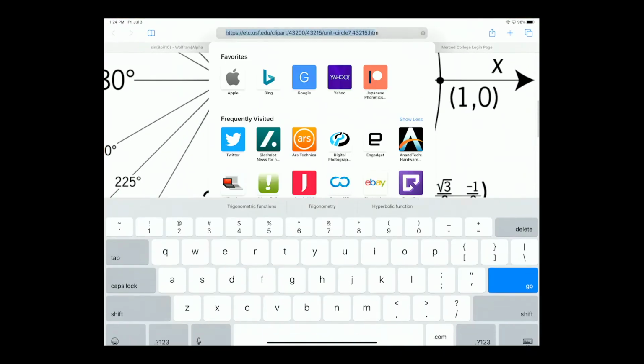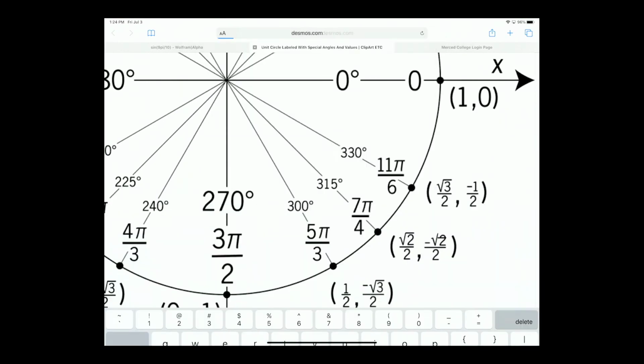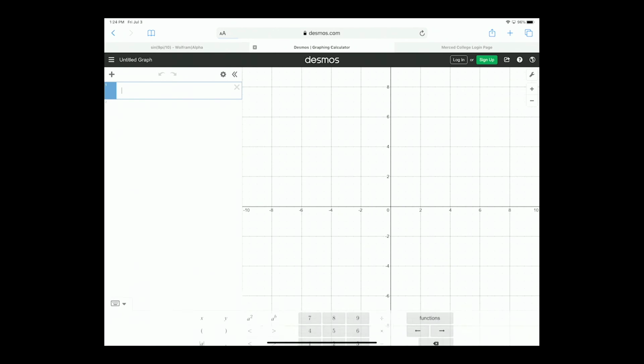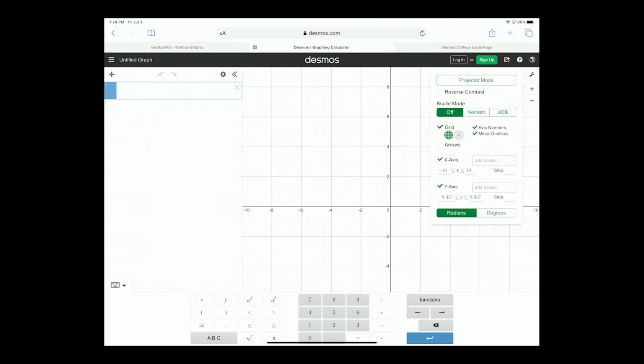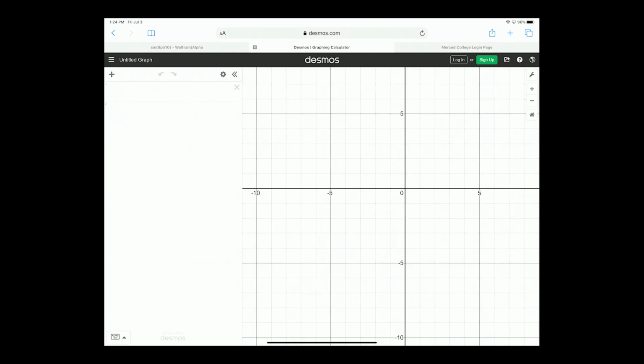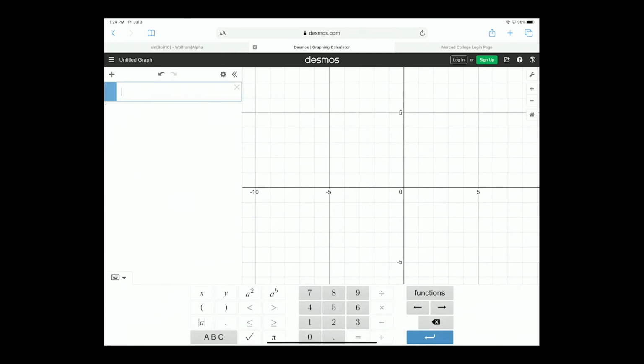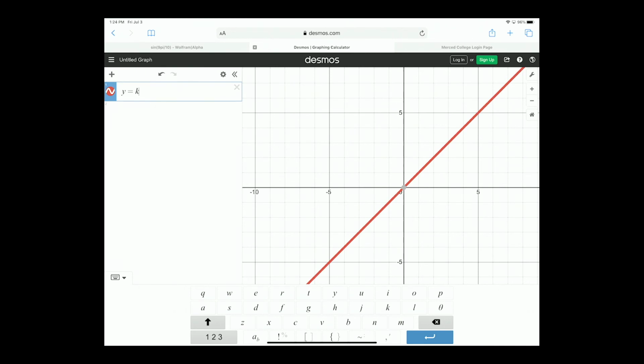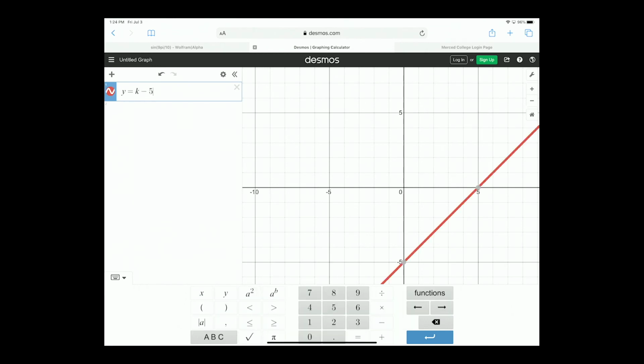So I'm going to look at a graph here. So I'm going to go to desmos.com for plotting. I will go into projector mode to make it nicer for you guys to see. Okay, so let's do this. So if I type an equation up here, I can just say like y equals k x. No, not kx. K minus 5x. And let's add a slider for k.